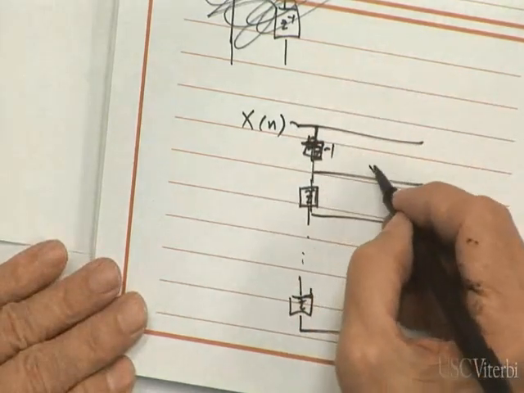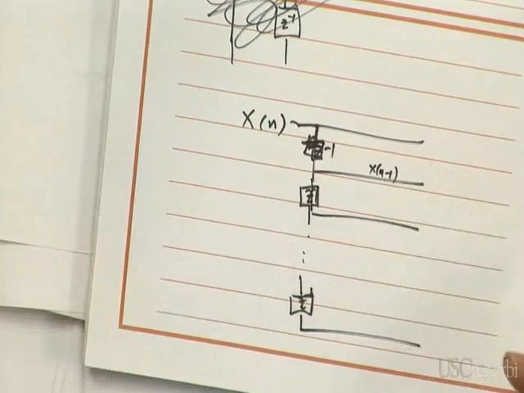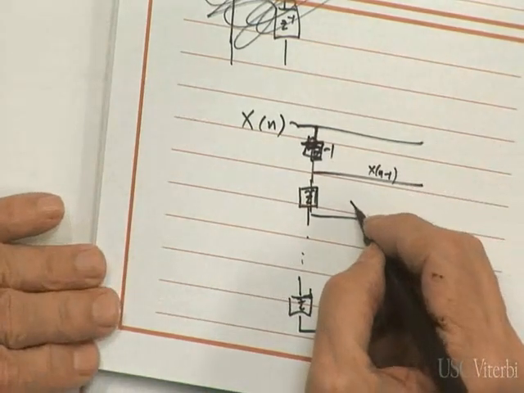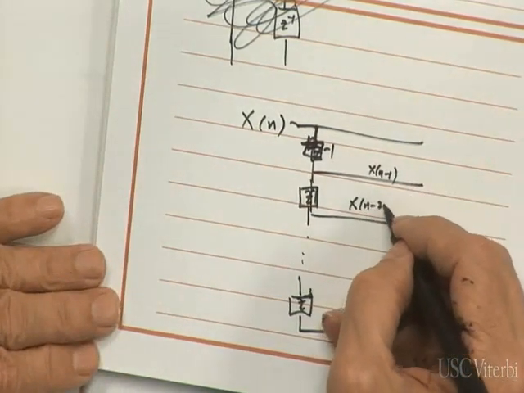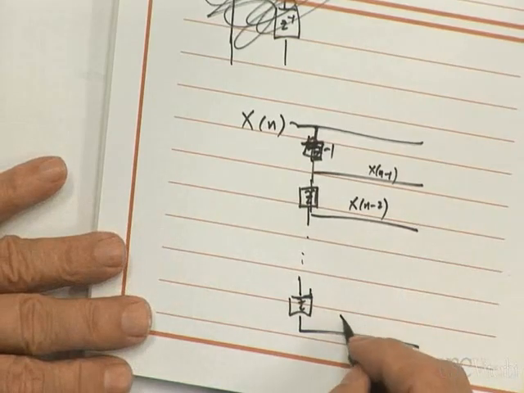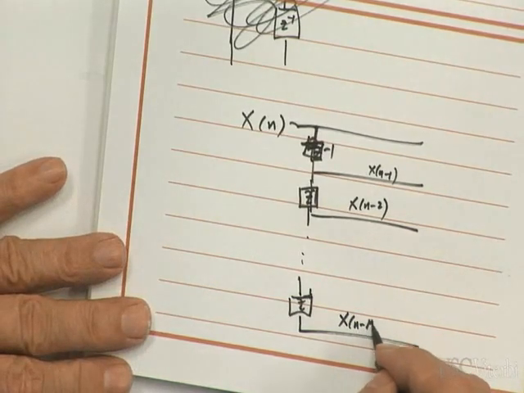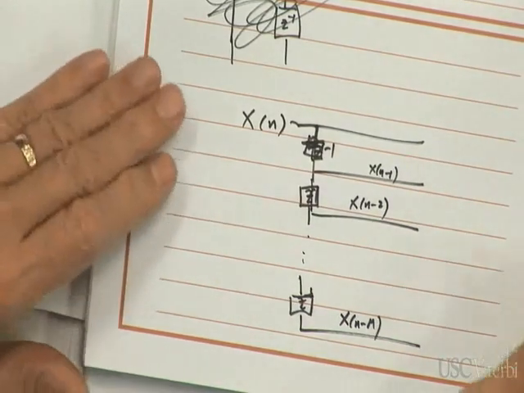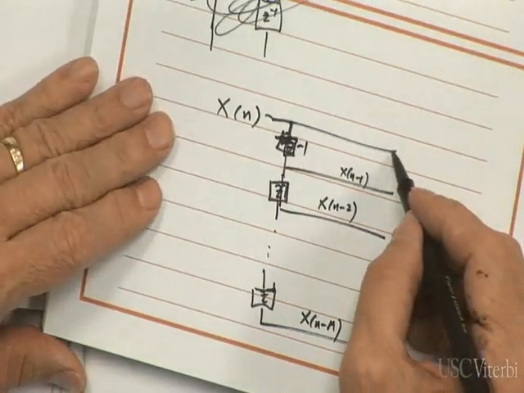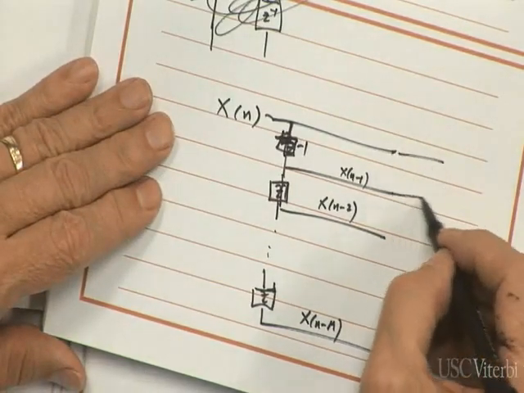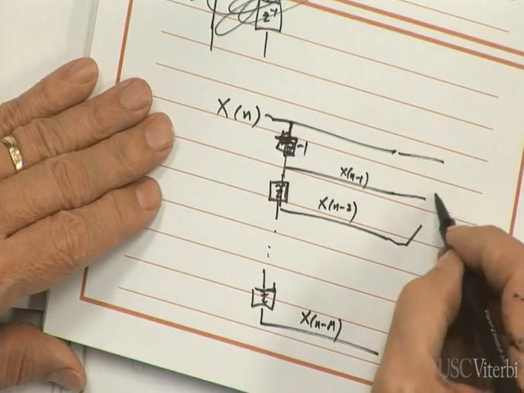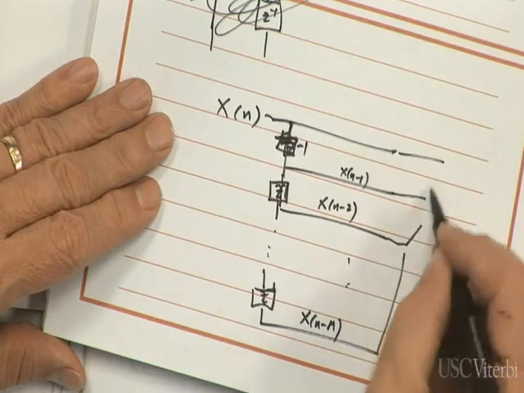What is this signal? This is x of n minus 1, because I've delayed it. Here I've delayed it twice. That's x of n minus 2, and so on and so forth. This is x of n minus m. See? And now what you do is you add all those together. Okay? So you add all of those signals together, dot, dot, dot.